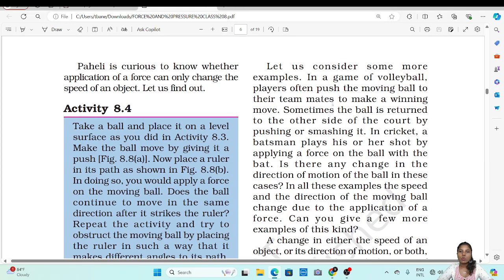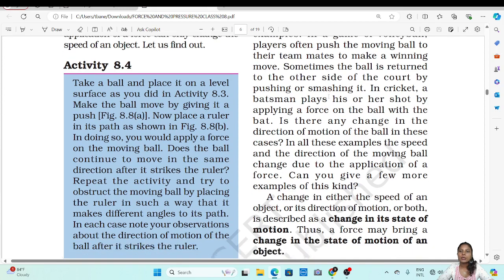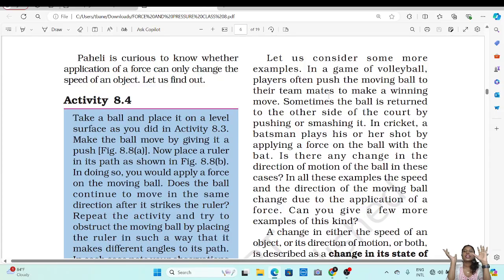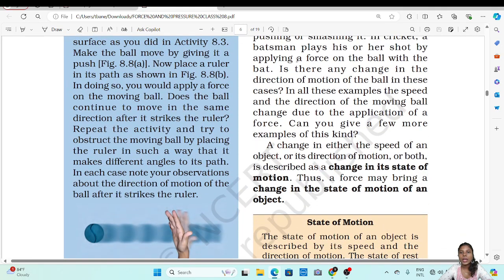Let us consider some more examples. In a game of volleyball, players often push the moving ball to their teammates to make a winning move. Sometimes the ball is returned to the other side of the court by pushing or smashing it. They pass the ball from one person to another on their own side, and then sometimes to make a score, they smash it to the other side. In cricket, the batsman plays his or her shot by applying a force on the ball with the bat.